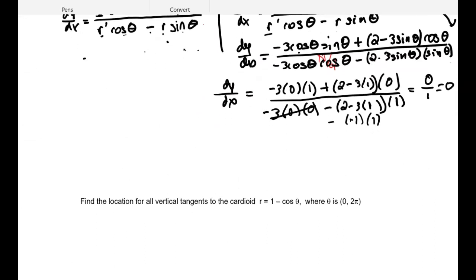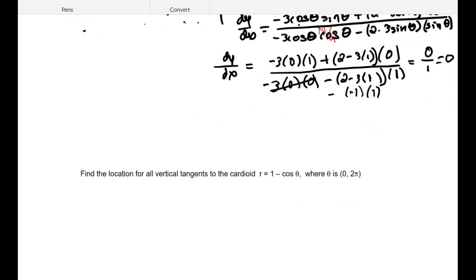Okay. Last but not least, it says find the location for all vertical tangents to the cardioid 1 minus cosine of theta, where theta lies in the open interval, so we're not worried about our endpoints. That is important. In between 0 and 2 pi. So this is going to be a cardioid. If we were to graph that, where do we get vertical tangents?